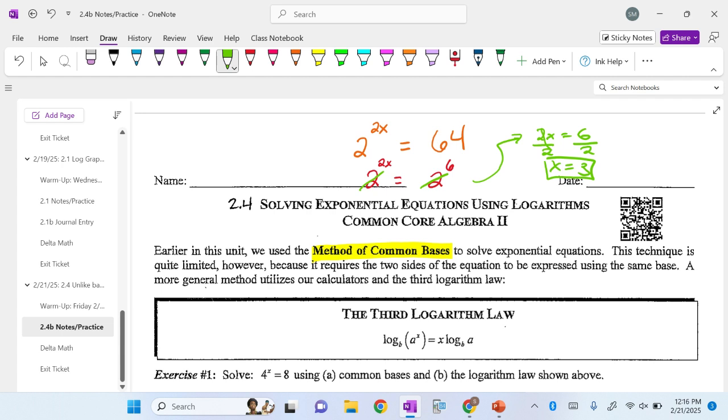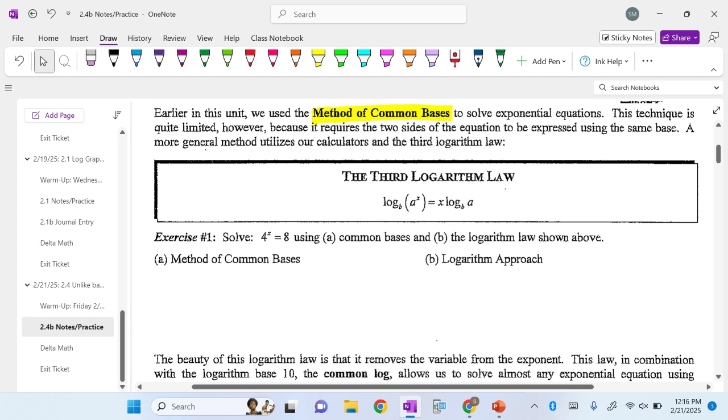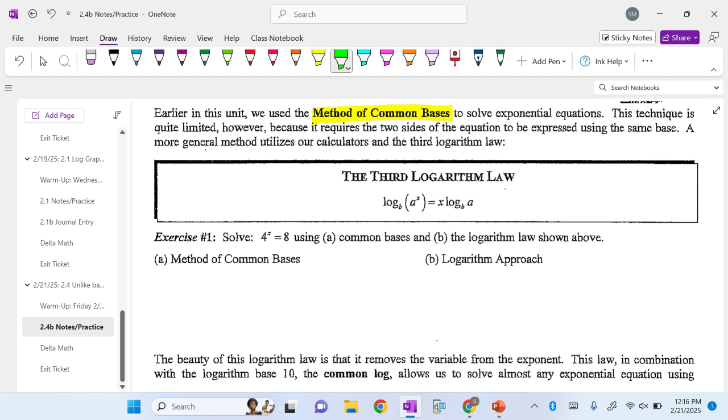Now, unlike bases, you'll see an equation where there is no way on God's green earth you will ever get a same base. And that's when we have to use the log method. So before we even do that, we have to know about one of the logarithm laws. Just like with exponents, logs have their own special set of rules as well. The one that's going to help us the most with solving exponential equations is this log right here.